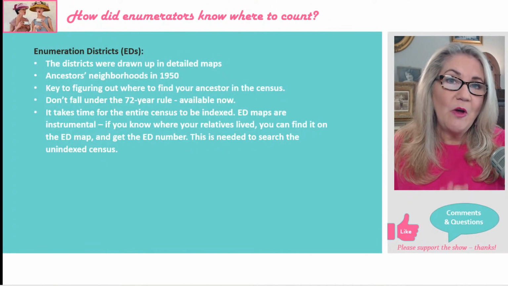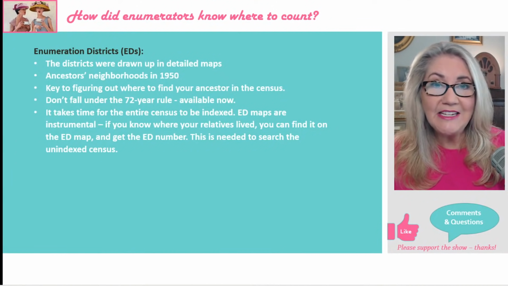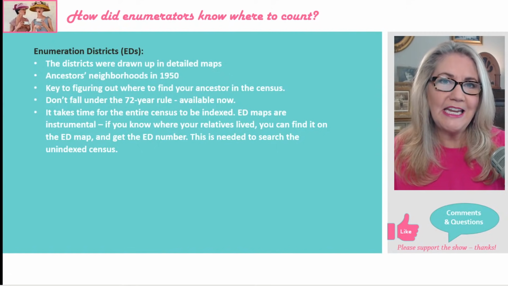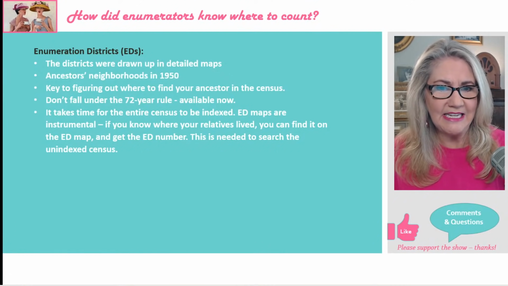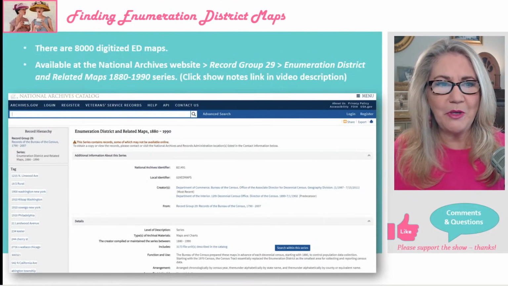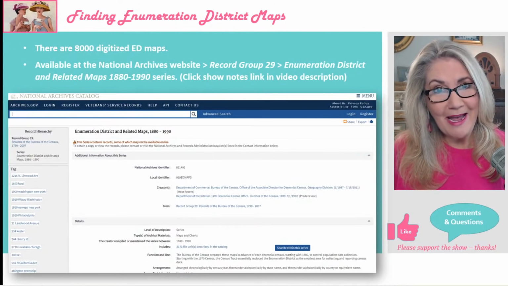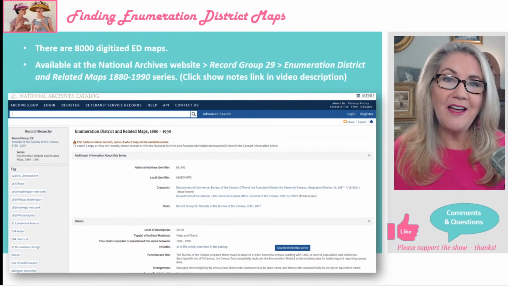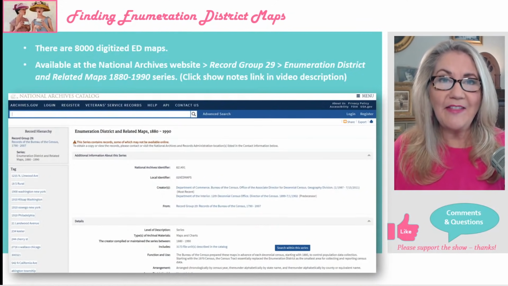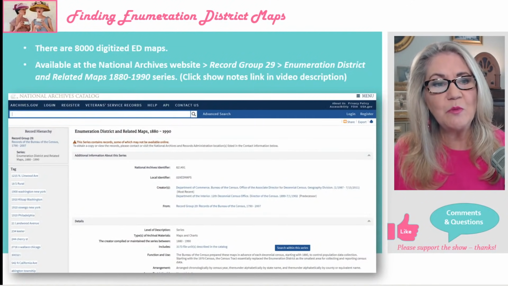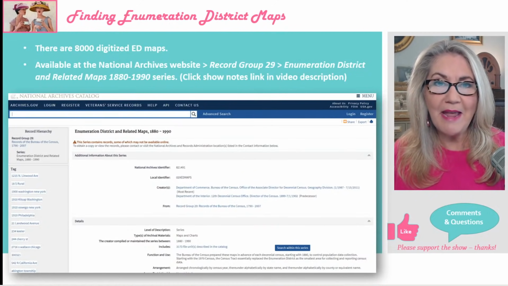So the only way to be able to dig into those digitized files before they're indexed is you've got to know what ED your ancestor is in at that time. And that's going to help you. Because there's over 8,000 enumeration district maps. Okay, so these are held primarily at the National Archives in the U.S. And they're part of Record Group 29. And it's a series called Enumeration District and Related Maps, 1880 through 1990 series.